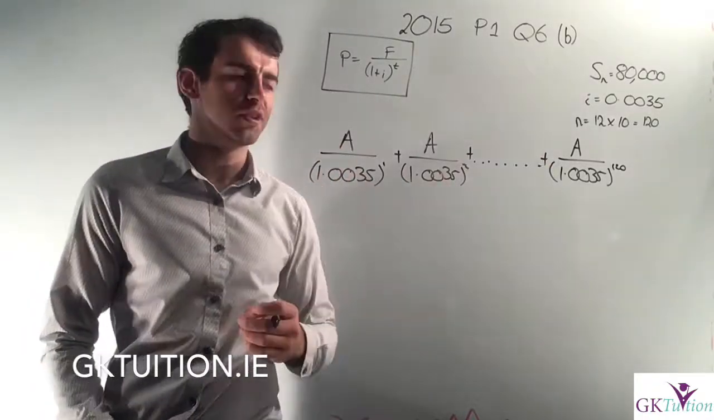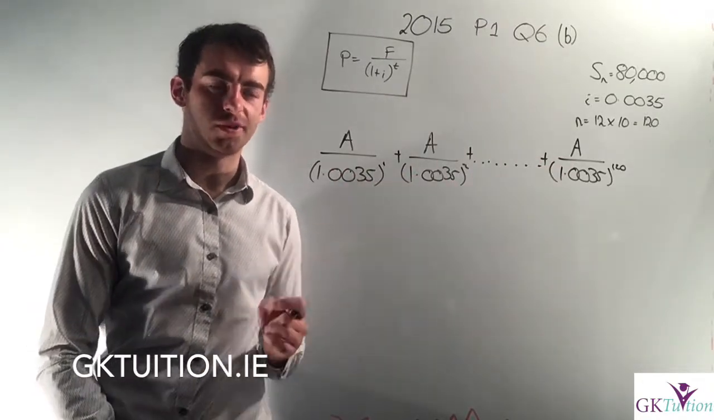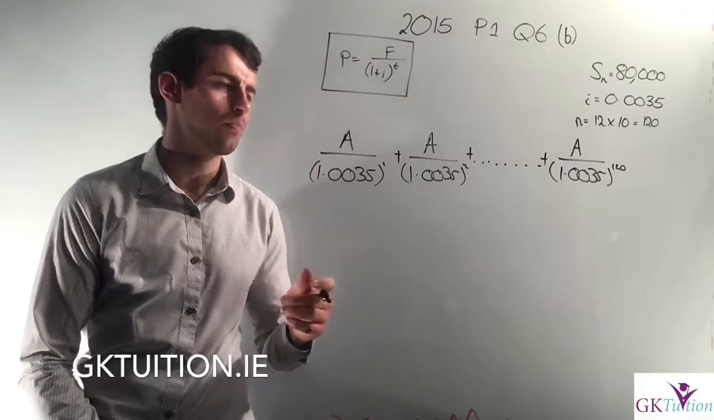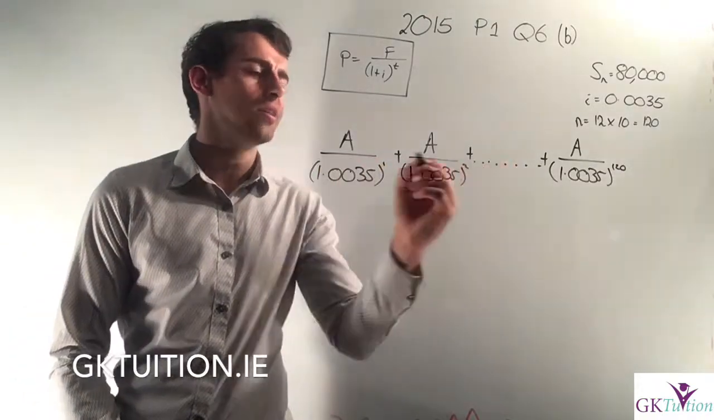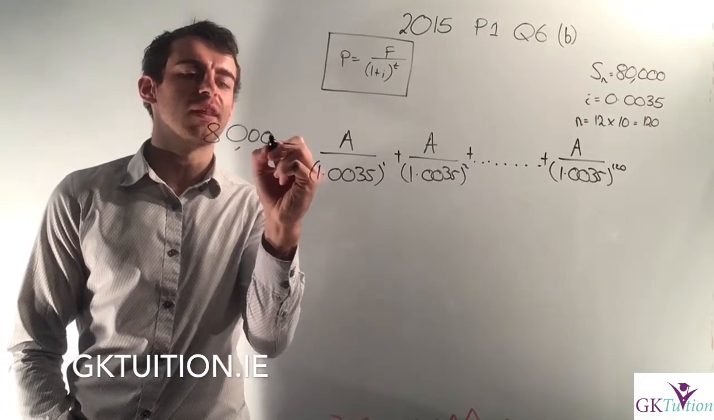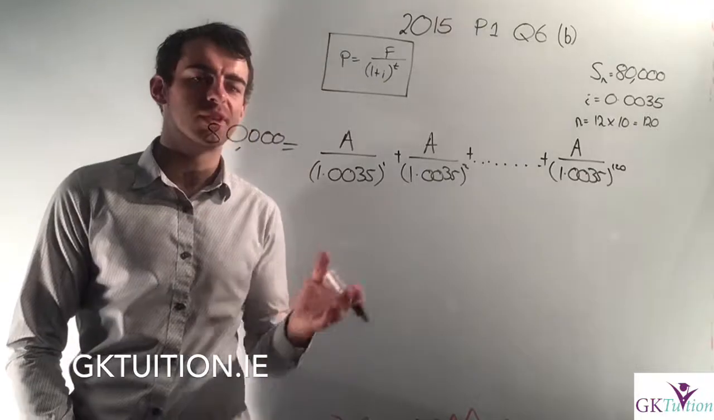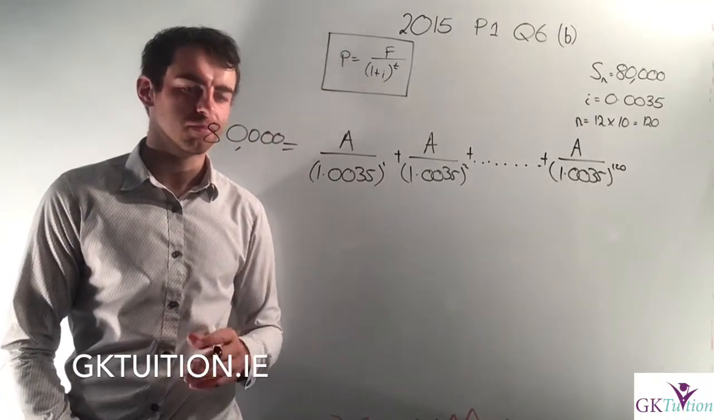Once I have my geometric series written out, it's going to be relatively straightforward now to get the sum of a geometric series. Remember, I know that when I add all of these together, they're going to pay back the loan. So when I add all of these together, they have to add up to 80,000. So my 120 repayments have to add up to 80,000.